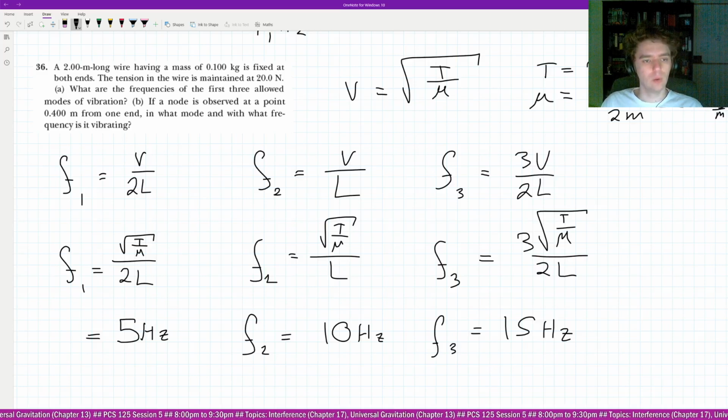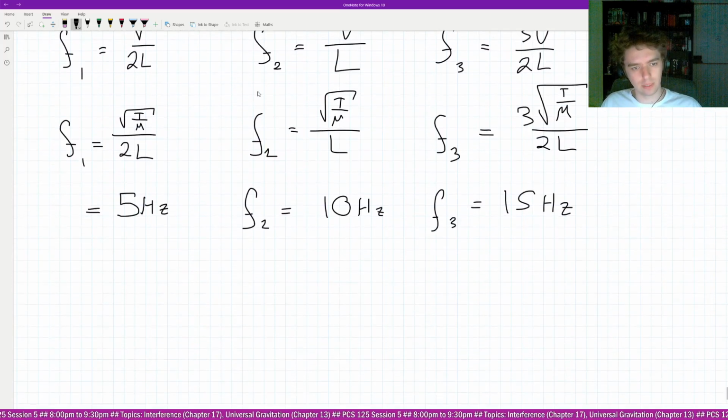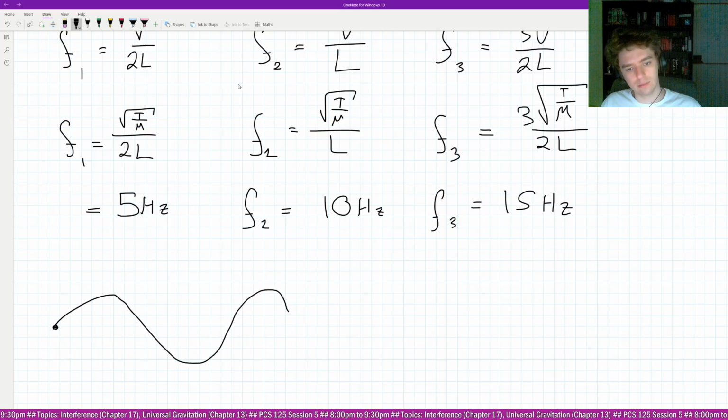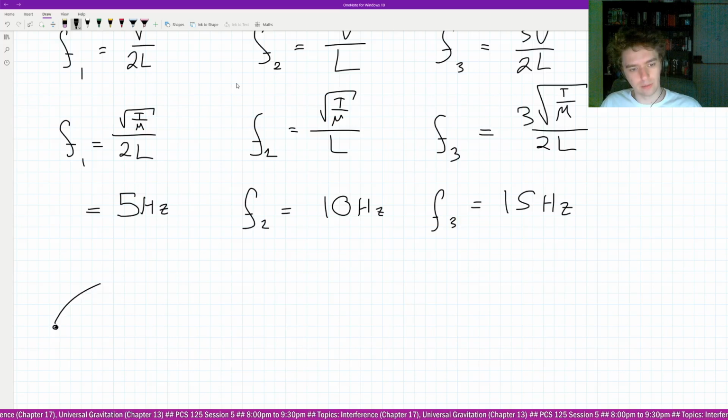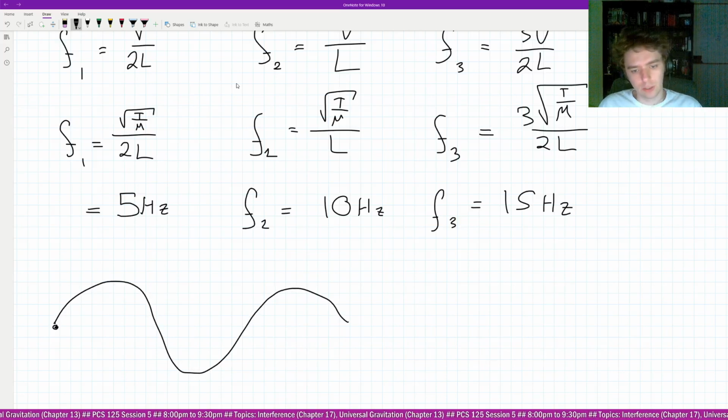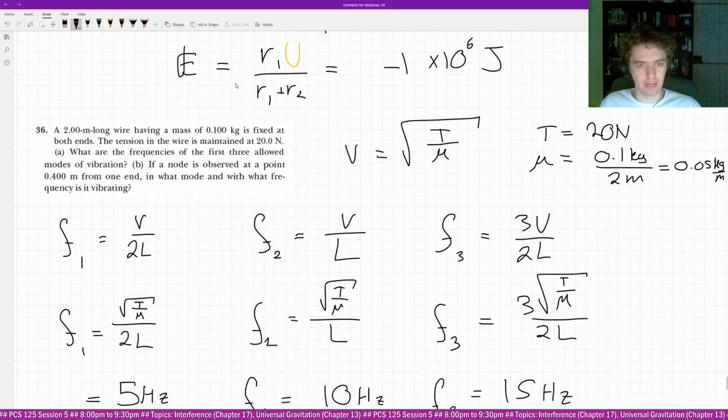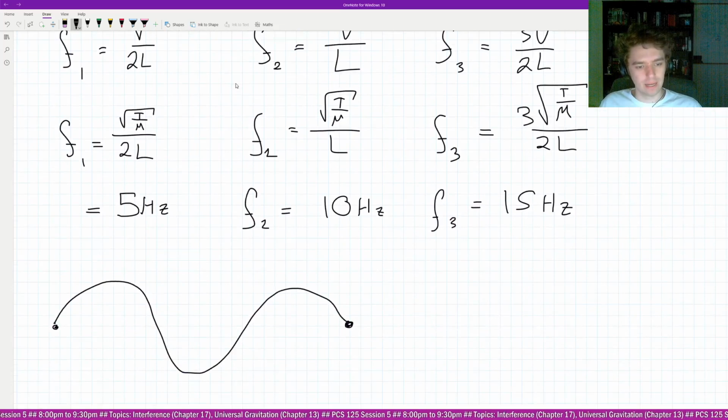Okay. Well, so the wave is fixed at both ends. First of all, it's fixed at both ends, which means the ends are nodes, right? So if I have this, I want to draw the third harmonic. So this would be the third harmonic. 1, 2, 3. That's the third harmonic. Not for any reason, it's just for the picture. I don't know if it's going to be the third harmonic.